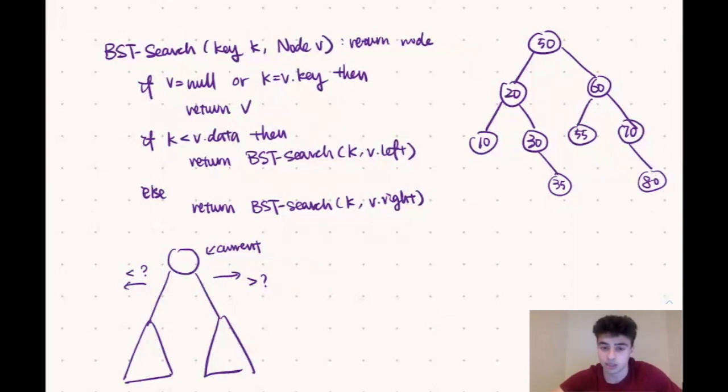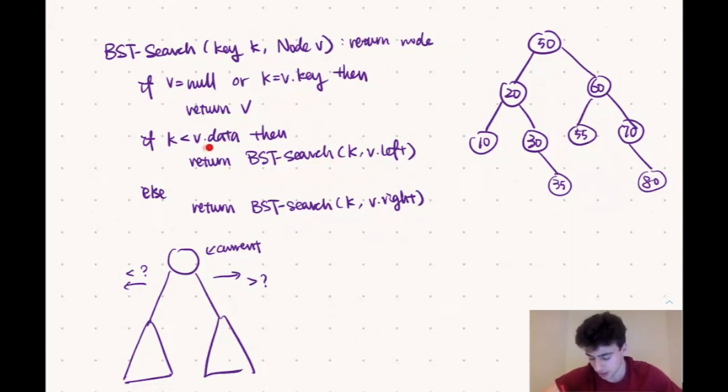So our algorithm takes two parameters. It's going to take the key, k, and it's going to take the root, v. The first part of the algorithm is it's going to check whether or not the root that we're currently at is null, or if the root that we're currently at contains the key we're looking for. If that's the case, we're going to return that root. So again, if it's null, it will return null, and if it's the node containing the key, it will return that node.